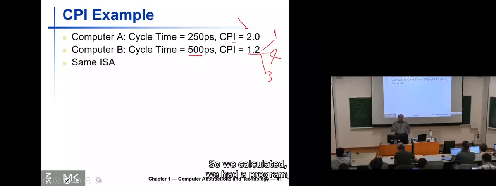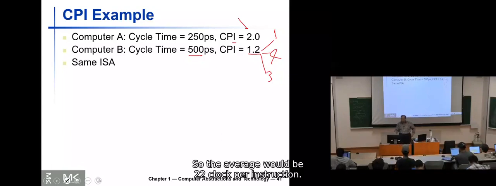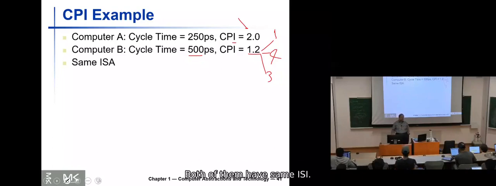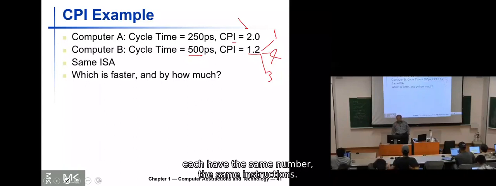So we had a program, we gave it to the computer, we counted the number of clock cycles and said, okay, it had this number of instructions, this number of clocks, so the average would be 2 clock per instruction. Both of them have the same ISA, so it means they have the same number of instructions. So which one is faster? How do we find out which one is faster?